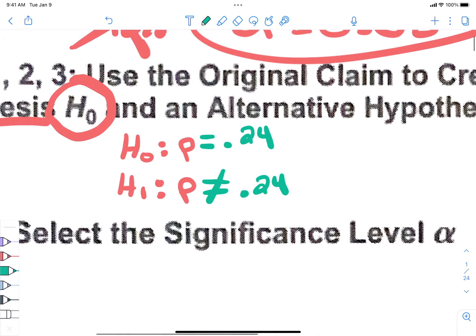That's what our null and alternative hypothesis are going to look like. Your first one will always be the equal to one. Your second one will be not equal to or greater than or something like that.